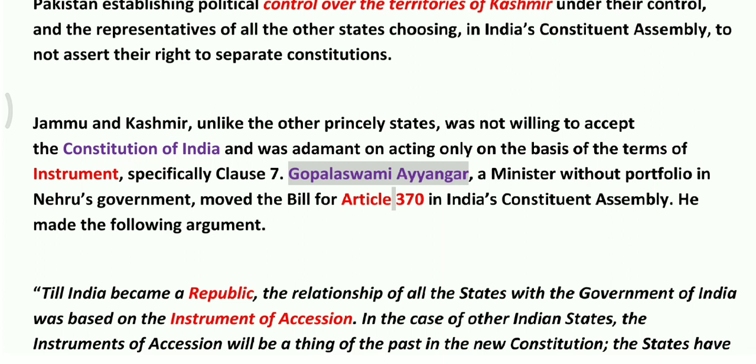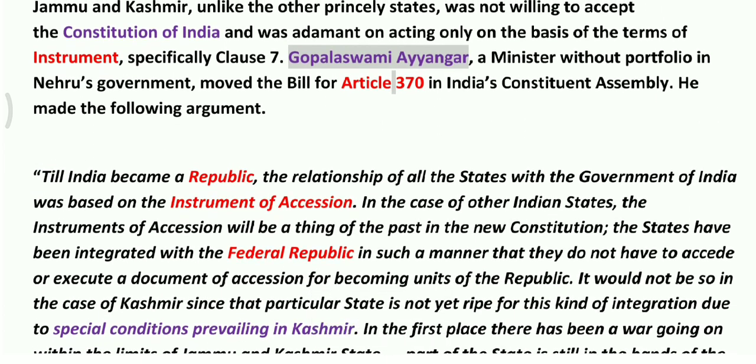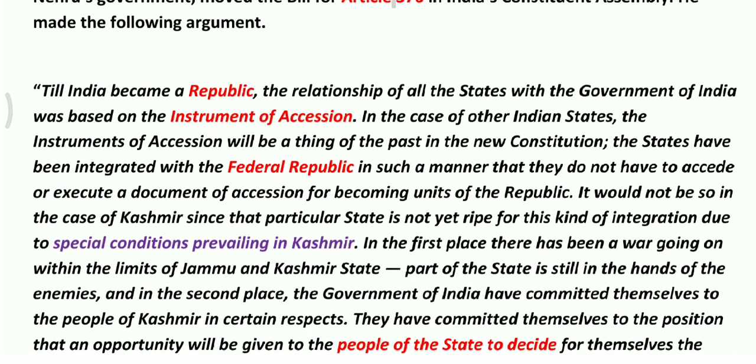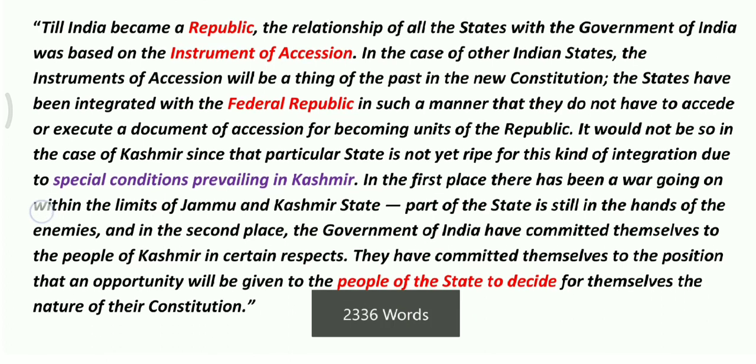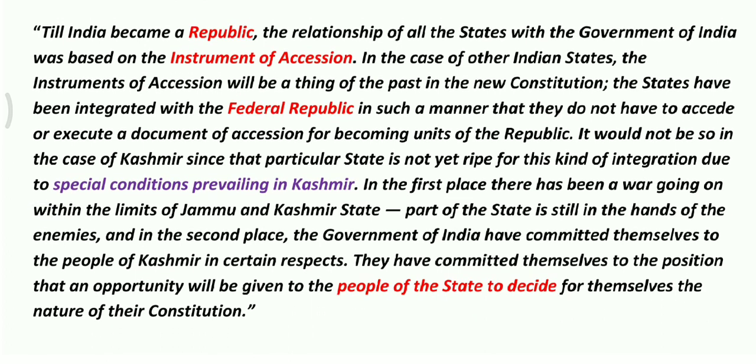Gopalaswamy Iyengar, a minister without portfolio in Nehru's government, moved the bill for Article 370 in India's Constituent Assembly. He made the following argument. "Till India became a republic, the relationship of all states with the government of India was based on the instrument of accession. In the case of other Indian states, the instrument of accession will be a thing of the past in the new constitution. The states have been integrated with the federal republic in such a manner that they do not have to accede or execute a document of accession for becoming a unit of the republic."